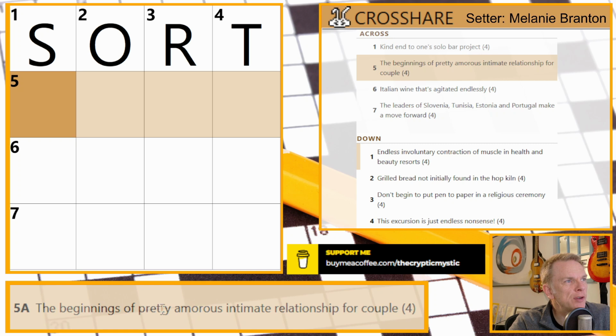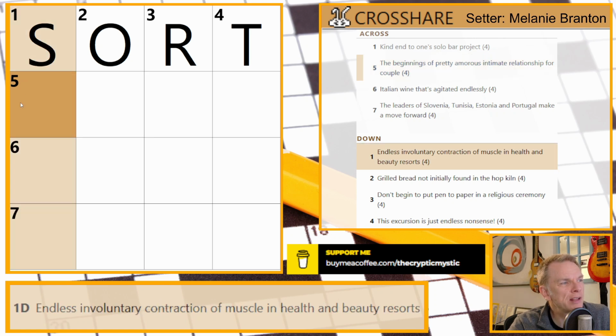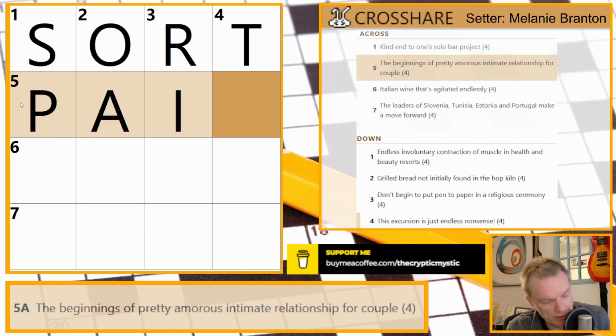Oh, let's go 5 across. The beginnings of pretty amorous intimate relationship for couple. Nice clue there, isn't it? Now hopefully by now you've started to spot what the wordplay is and where the definition is. So where's the wordplay indicator? Yeah, the beginnings of. And the definition then is going to be couple. And for is going to be a link word. So we're looking at the beginning letters of pretty amorous intimate relationship, and that's going to give us pair, meaning couple.